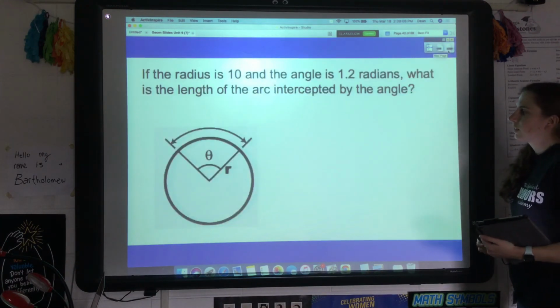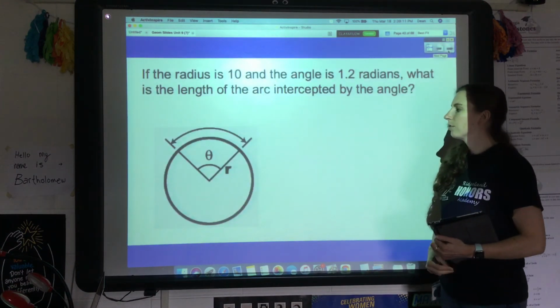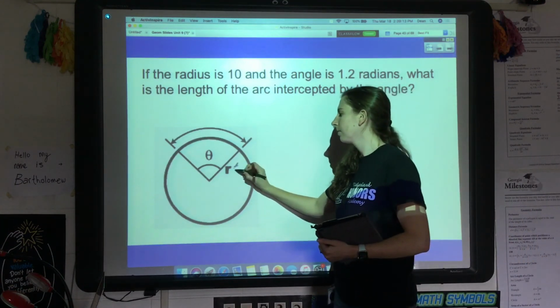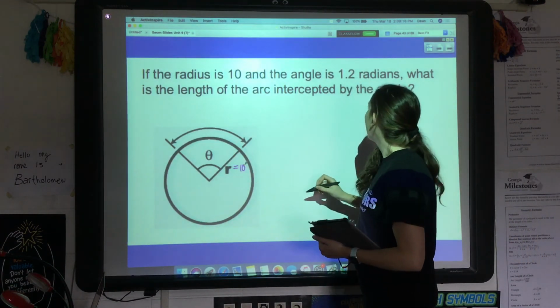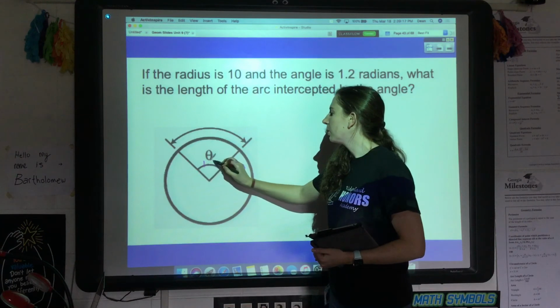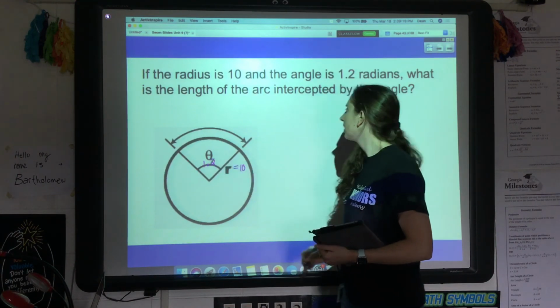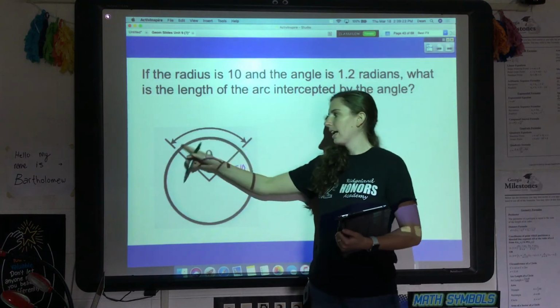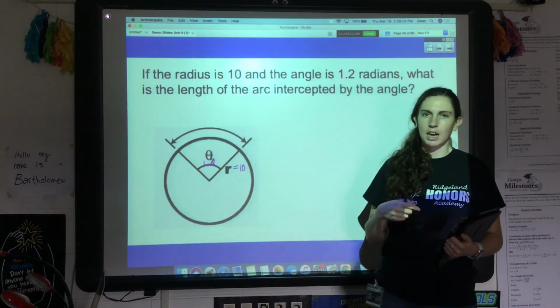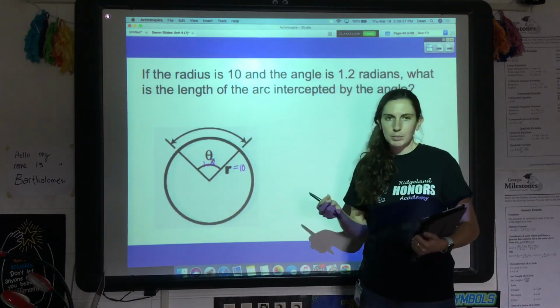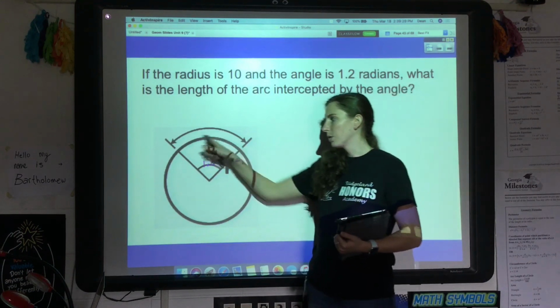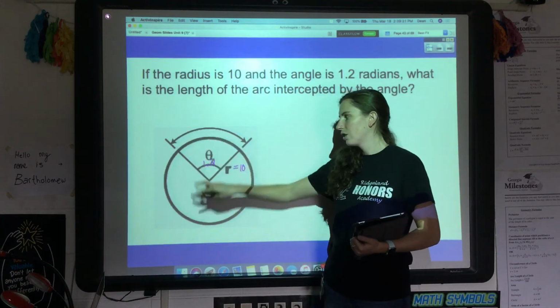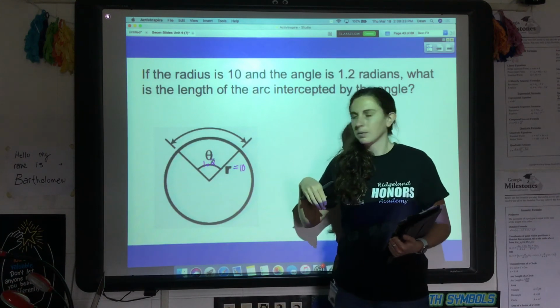All right, let's try another one like that. So if the radius is 10 and the angle is 1.2 and that's in radians, what's the length of the arc intercepted by that angle? So this is arc length, not sector area. It's pretty much the same idea though. Just take the whole circumference and then just take the percentage that you want.